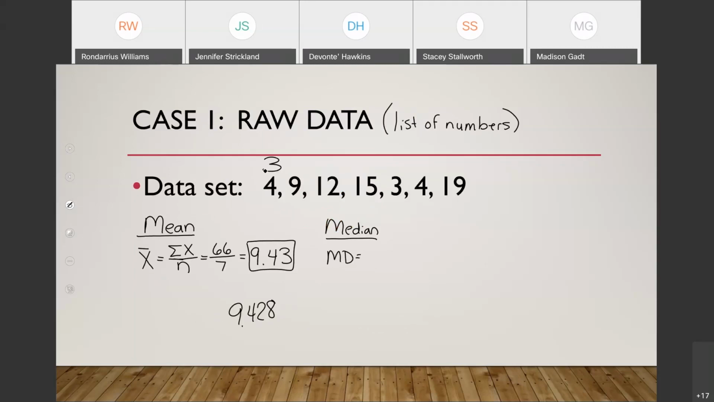So I have a 3, I have 2 4s, I have a 9, a 12, a 15, and a 19. Okay, so now I have the numbers in order. So what's the middle number? Okay, so the middle number is 9. And now we have our median.